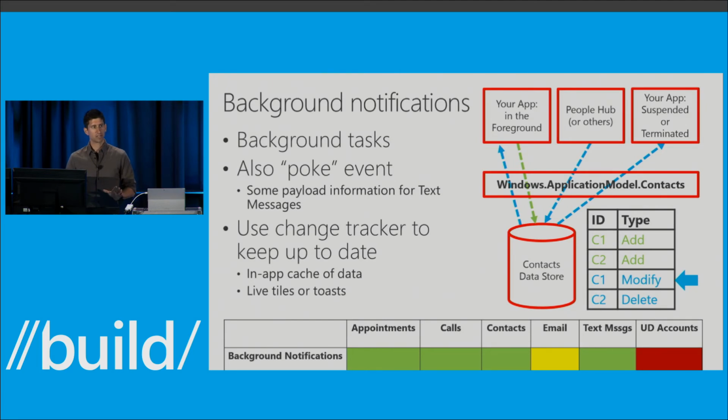It's the exact same model as the foreground, and in reality, you can use pretty much the same code that you do for the foreground notifications. But this allows you to, perhaps you're keeping an in-app cache of some of the data, and that needs to stay up to date at all times. This allows you to register for these background tasks, and then even if your app has not been run since a reboot, or if your app has been closed, we'll wake you up, we'll give you the chance to do what you need to do to read that data, to read the change tracking data, and get your state back up to date. It's also important for things like live tiles or toasts if you want to make sure that you can update those in real time as there's changes.